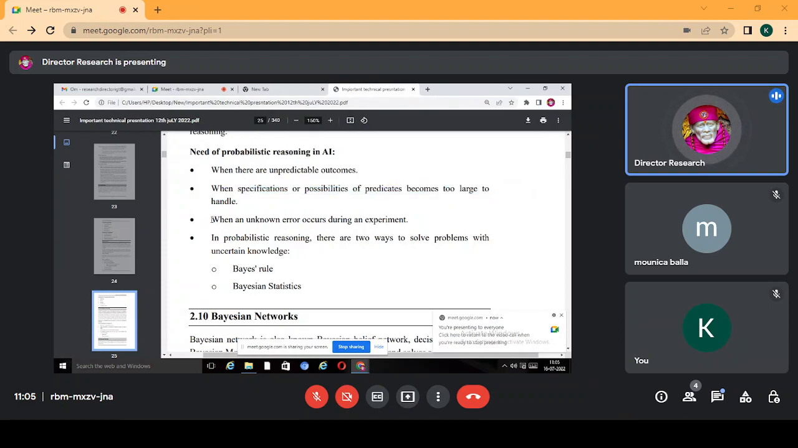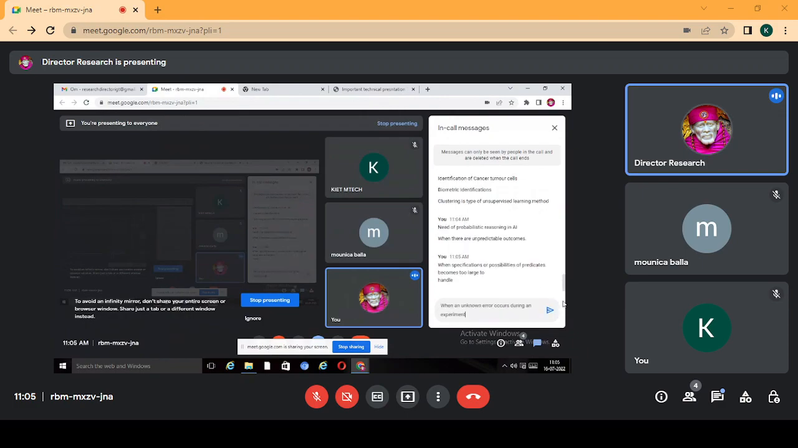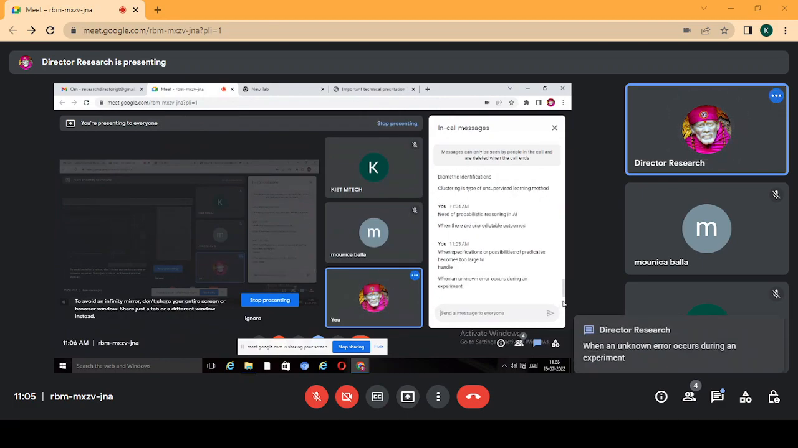The third one is when an unknown error occurs during an experiment.